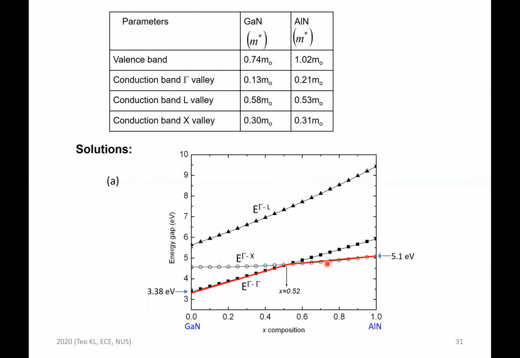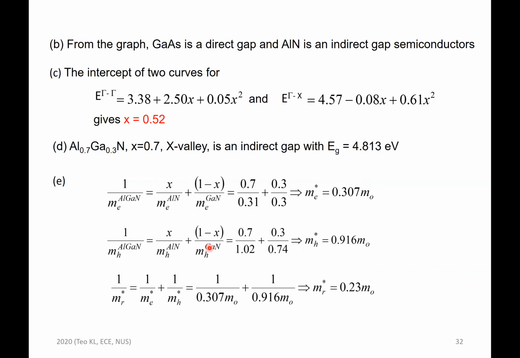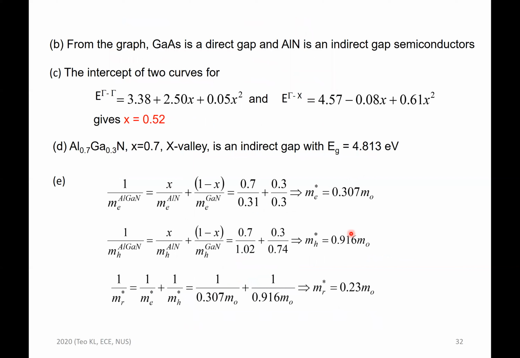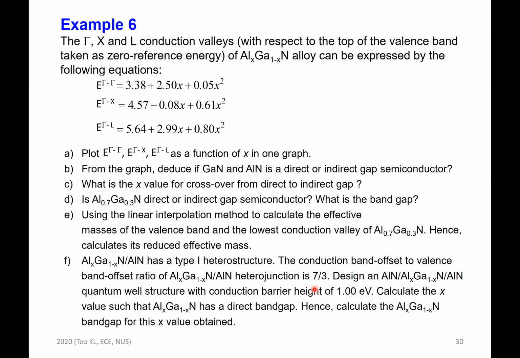Similarly for the hole effective mass, again you do the weighted average. The hole effective mass is taken to be the average for gallium nitride and aluminum nitride, for the heavy hole and the light hole. You get the effective mass of the hole. So for the reduced mass of aluminum gallium nitride, you have to take this value and calculate the reduced mass. Okay, reduced mass. Next question.